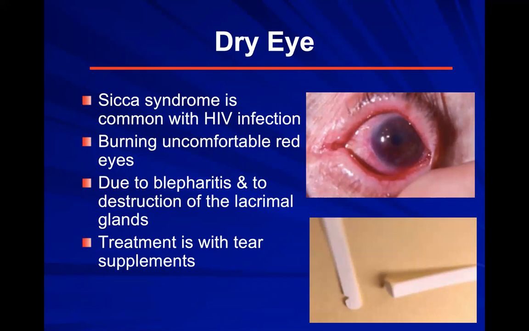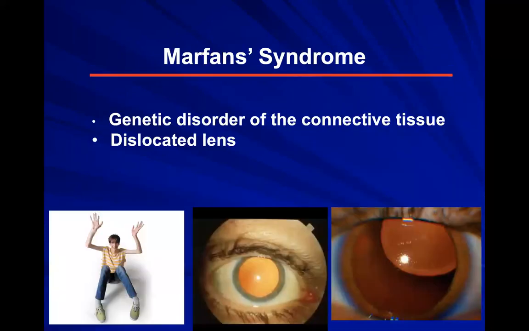It's really burning and uncomfortable red eyes. Remember we talked before, it can be due to blepharitis or a destruction or dysfunction of the lacrimal glands, and it's usually treated with lubrication. What is this here? This is what we refer to as the Schirmer test. We just simply measure the tear level by inserting these in the eye. You don't have to know. I just wanted to bring it up to you.